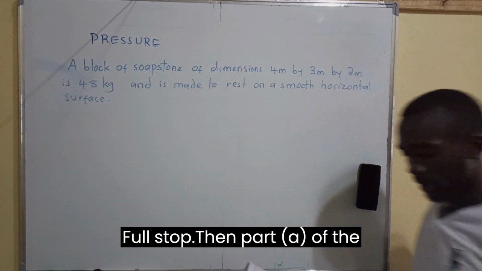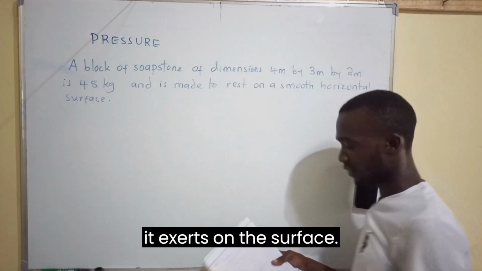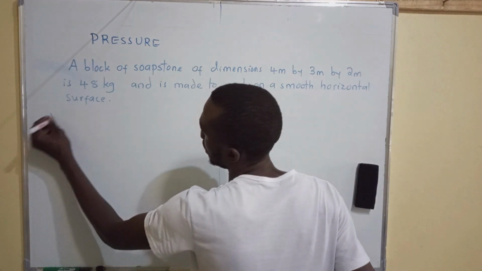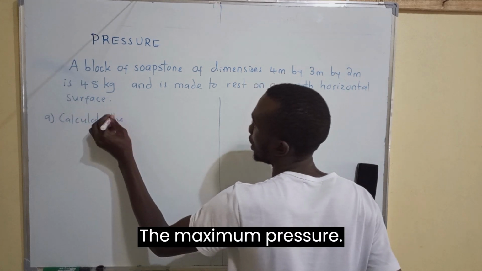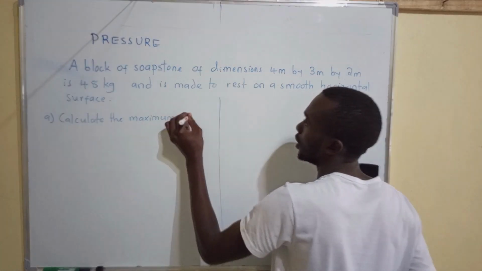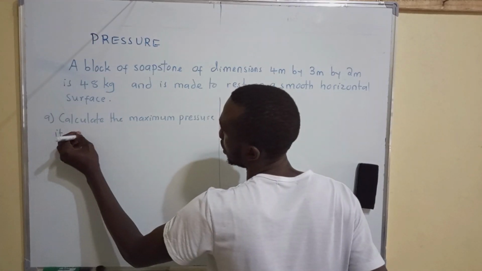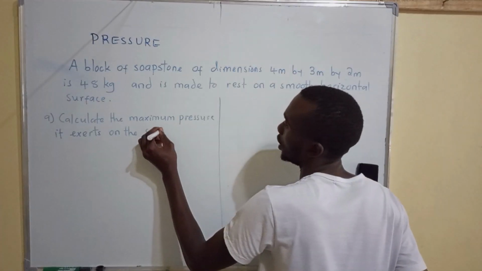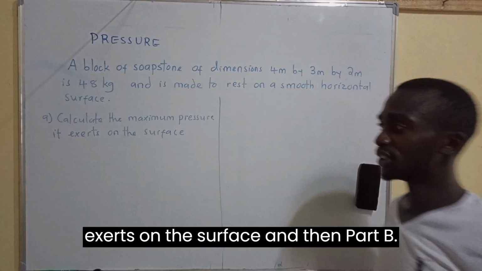Full stop. Then part A of the question, calculate the maximum pressure it exerts on the surface. Part A, calculate the maximum pressure it exerts on the surface. Calculate the maximum pressure it exerts on the surface.